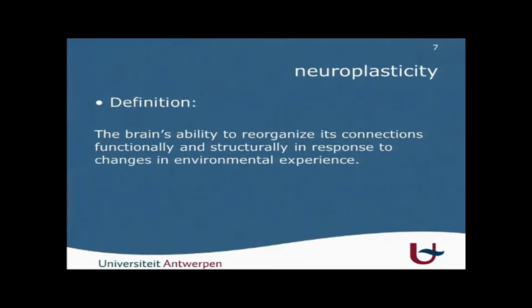The definition of neuroplasticity: I think each of you has a sort of idea what neuroplasticity is about. It's actually the brain's ability to reorganize its connections functionally and structurally in response to changes in environmental experience. I think learning is the best example. Most of you think, when you hear neuroplasticity, in terms of rejuvenation or recuperation from stroke or any other insult. This is also neuroplasticity.